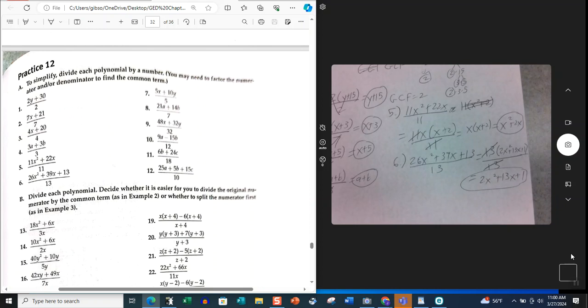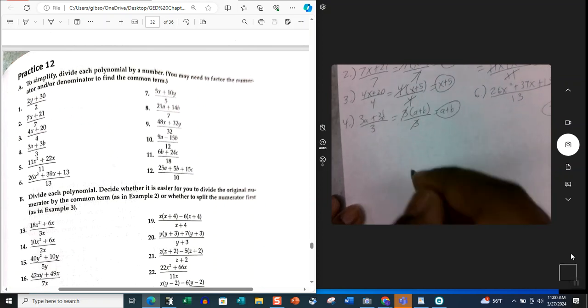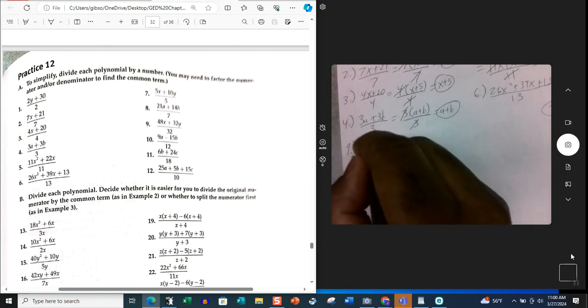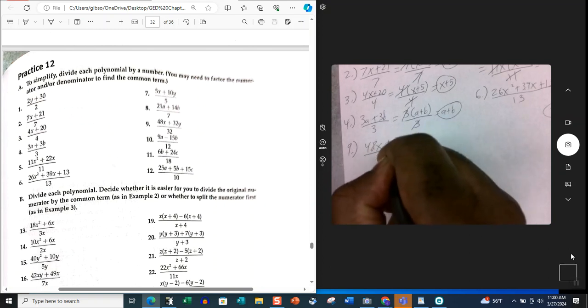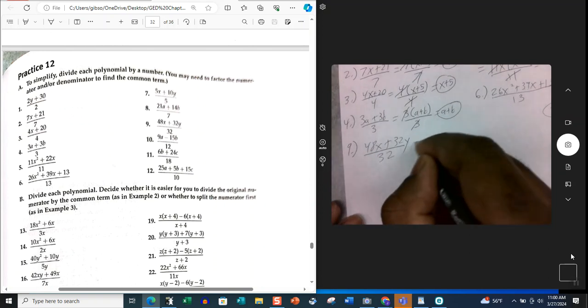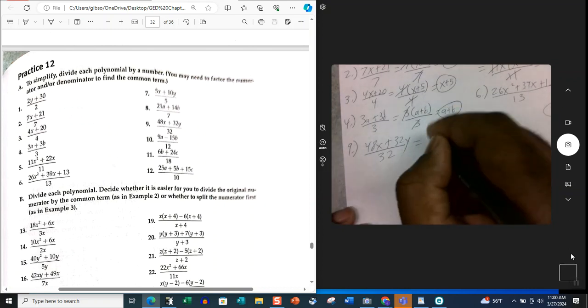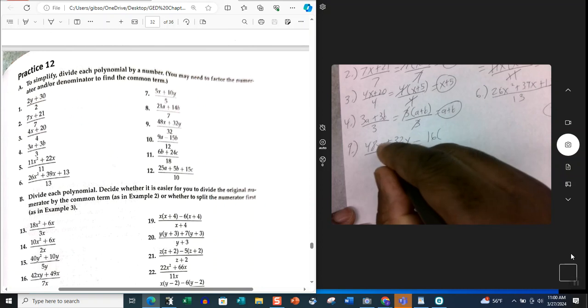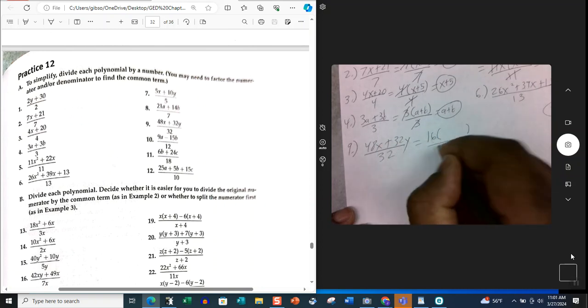All right, now number 7, 8, okay, number 9 is a little different, but 7 and 8 is basically the same as what we've been doing. So I'm going to skip over those and go to number 9. Number 9, we have 48x plus 32y all over 32. Now with 48 and 32, the greatest common factor they have is 16. And these variables are not the same. They don't have the same base, so you don't have to factor out a variable.